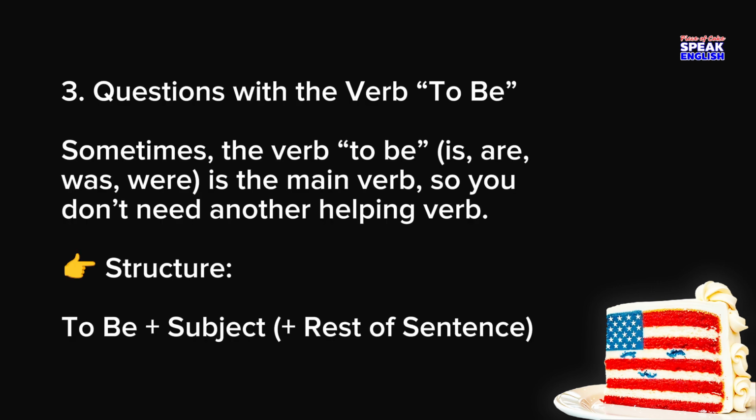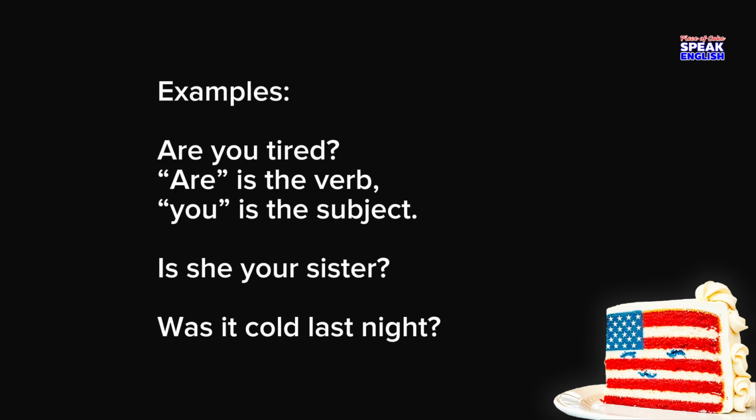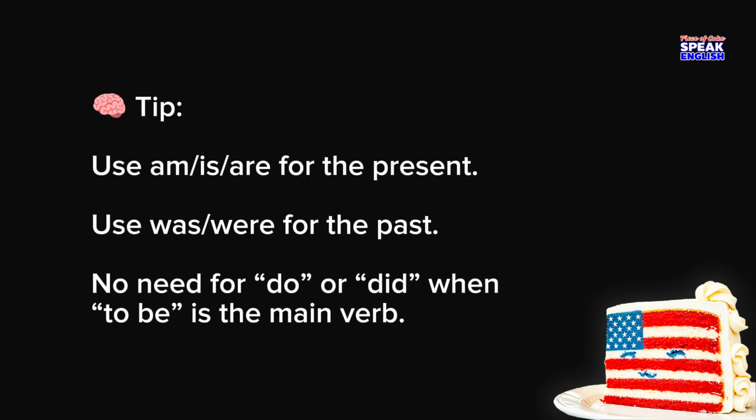3. Questions with the verb to be. Sometimes the verb to be (is, are, was, were) is the main verb, so you don't need another helping verb. Structure: to be plus subject plus rest of sentence. Examples: Are you tired? Are is the verb, you is the subject. Is she your sister? Was it cold last night? Tip: use am, is, are for the present. Use was or were for the past. No need for do or did when to be is the main verb.